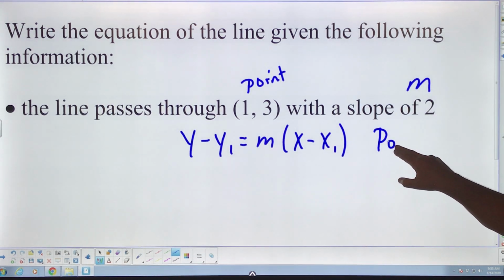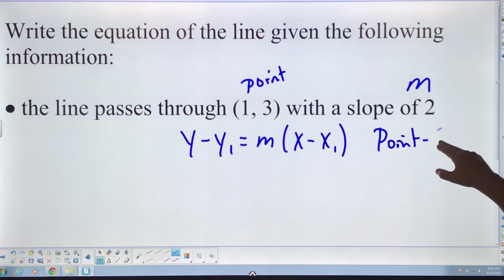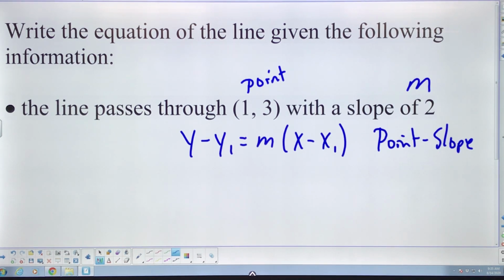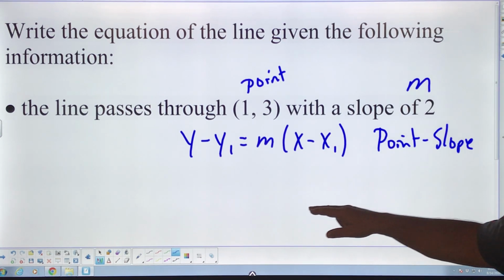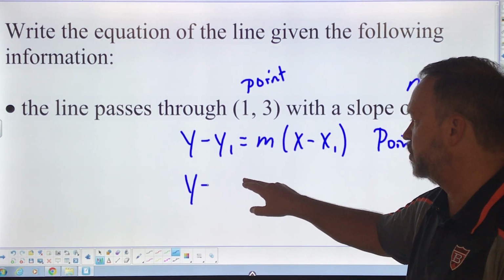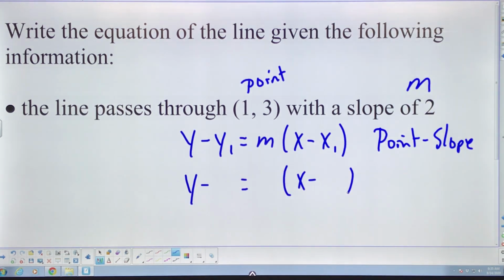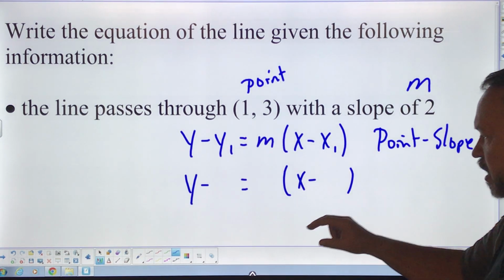The point slope formula. You could use that. It's a useful thing to have. And so then I just drop the numbers in where they belong. So I'm going to put my y minus and my x minus, parentheses, and I'm going to put my stuff where it goes.